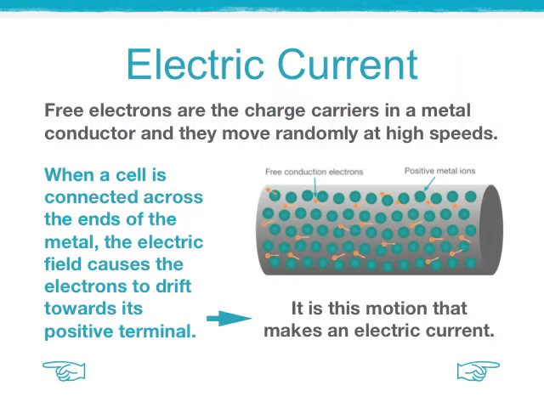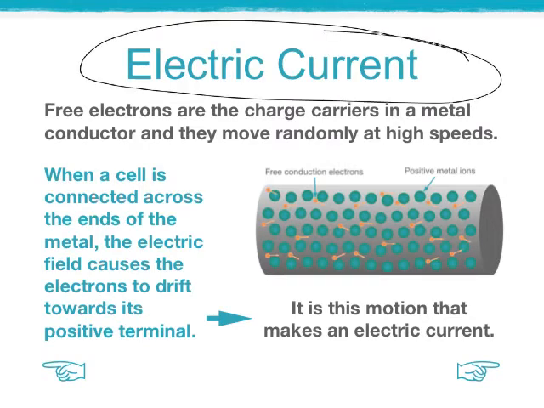So what exactly is electric current? It's when free electrons, so these electrons that we spoke about before that are free due to the bonding of the metal, these are the charge carriers in a metal conductor, and they normally move randomly at high speeds. However, when you give them a bit of a push, now what do we mean by a push? A cell is an example of a push. A cell is a small battery. A cell is connected across the ends of the metal and causes an electric field.